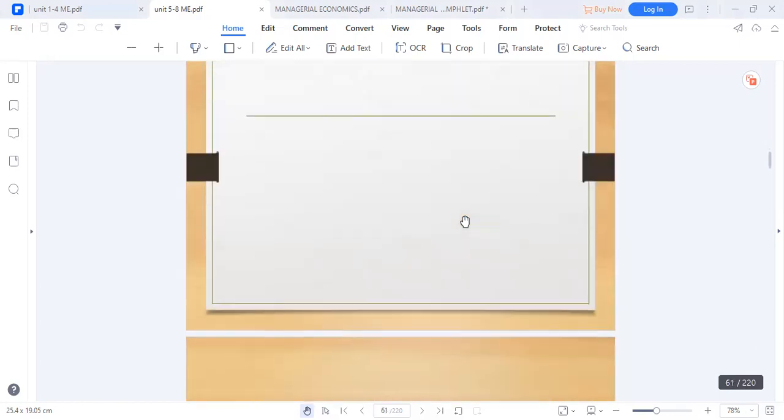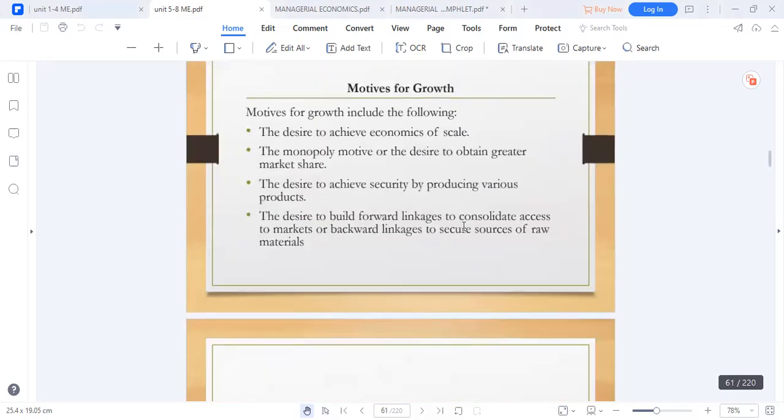Right. So finally, my last slide, motives for growth. Motives for growth may be different for different organizations. Some may desire to achieve economies of scale. Others may desire to have monopolistic power just to obtain a greater market share. Others may desire to achieve security of producing certain products. Others may desire to grow, to build linkages and consolidate access to certain markets backward and forward, and also to secure sources of raw materials.